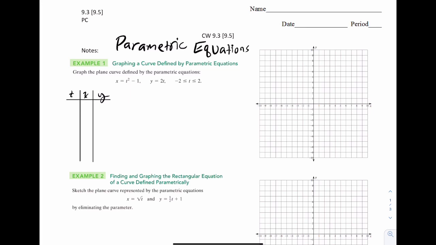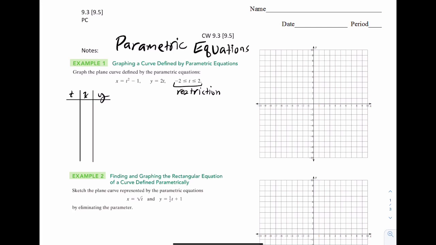So look at example 1. Graph the plane curve defined by the parametric equations x equals t squared minus 1, y equals 2t, and it gives us some restriction on t. So always note that restriction. What that means is we're going to start at -2.